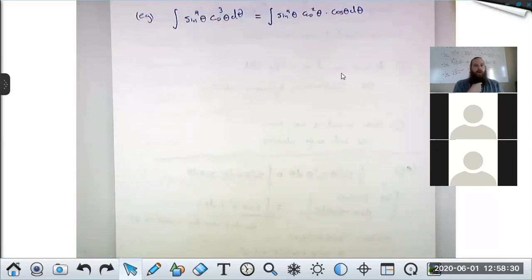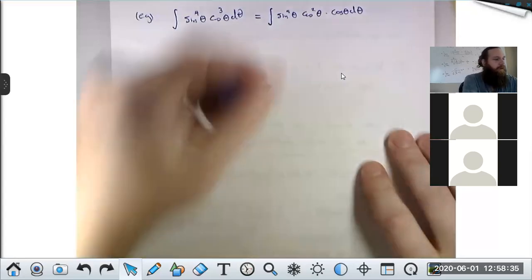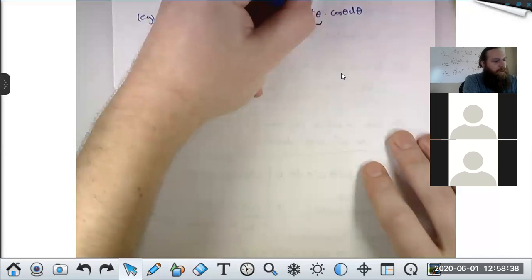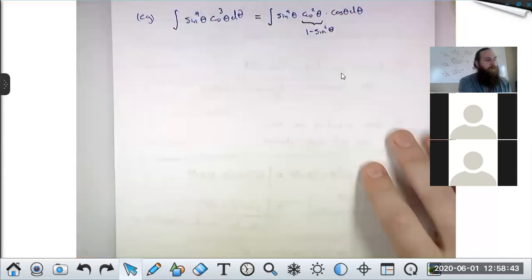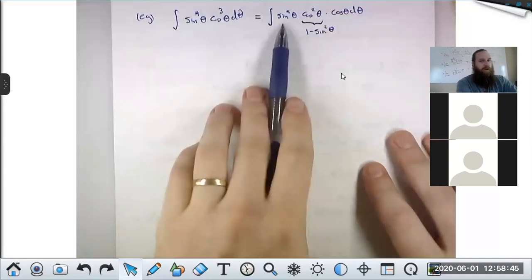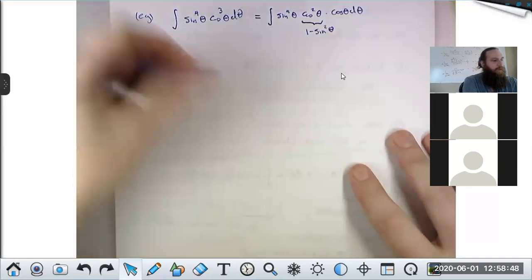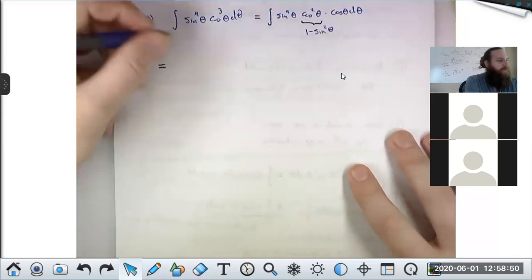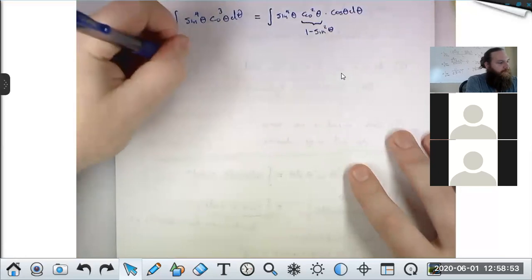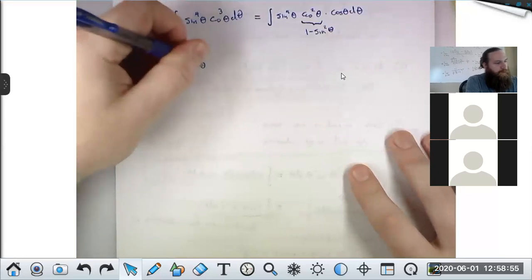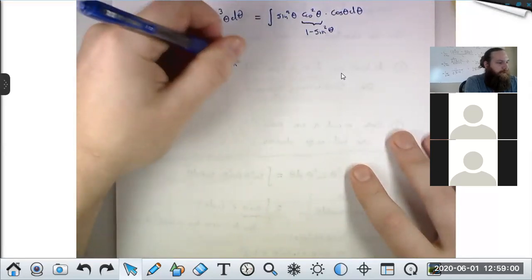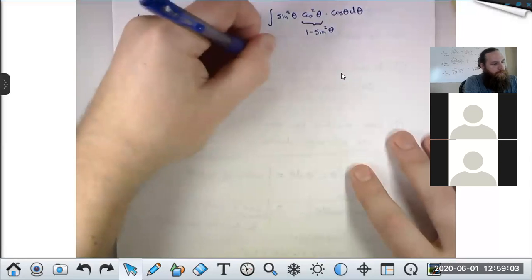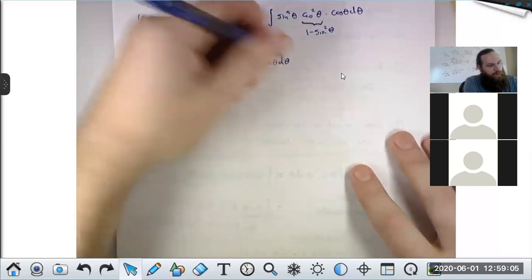This time I'm going to use the identity before I make the substitution, so we never have that mixed variables thing. I'm going to rewrite this as 1 minus sine squared theta, because my goal here is to substitute for sine. That's why I set aside that cosine. So this is the integral of sine to the 4 theta times 1 minus sine squared theta times cos theta d theta.